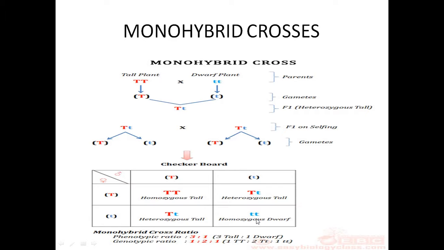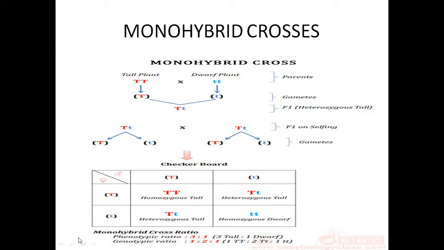We call it homozygous. Small t here is the dwarf plant. So homozygous dwarf will be produced. When we see the monohybrid cross ratio, the phenotypic ratio, phenotypic is the physical characters. Physically, when we see, the ratio here is 3:1. 3 are tall and 1 is dwarf or short. 3 tall plants are produced and 1 dwarf plant is produced.